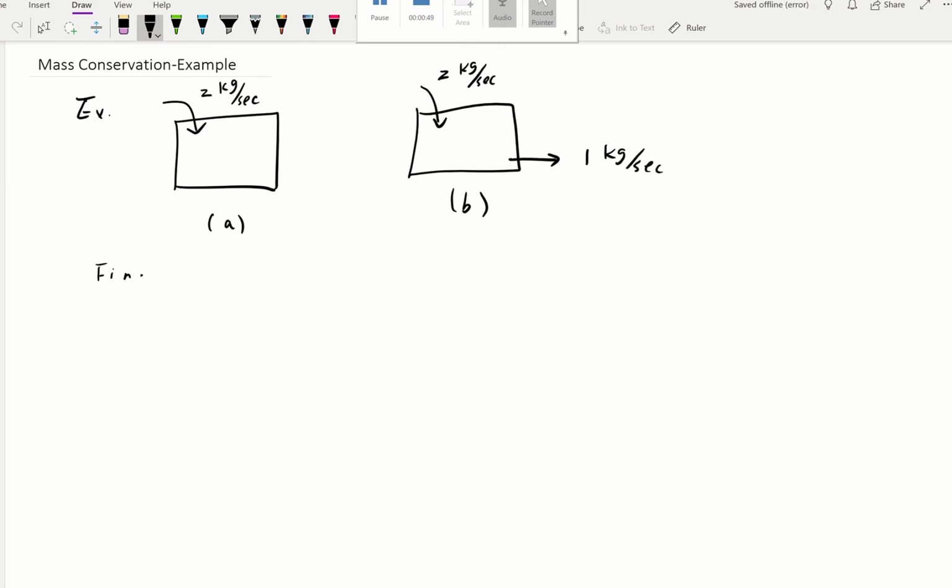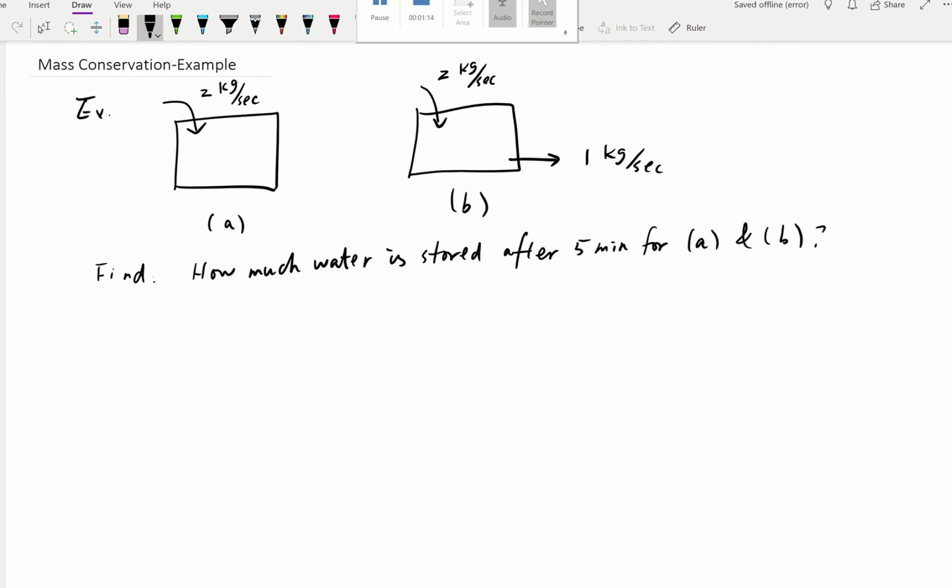So we need to find how much water is stored after 5 minutes, for A and B. Then the second question we need to ask is, if the tank is 12 meter cube, how long would it take to fill the tank?